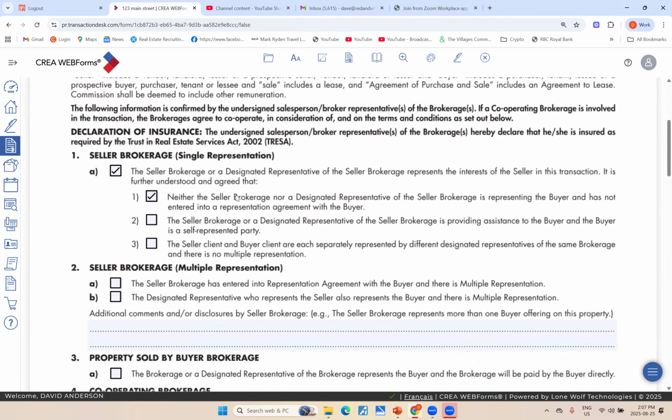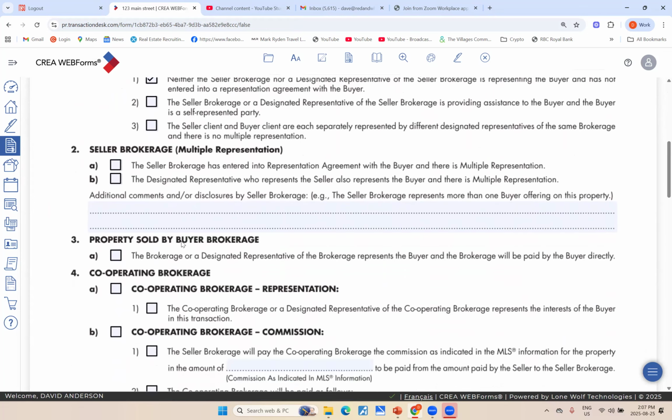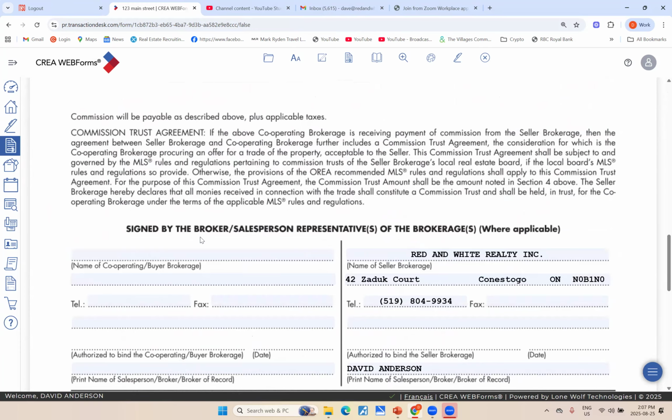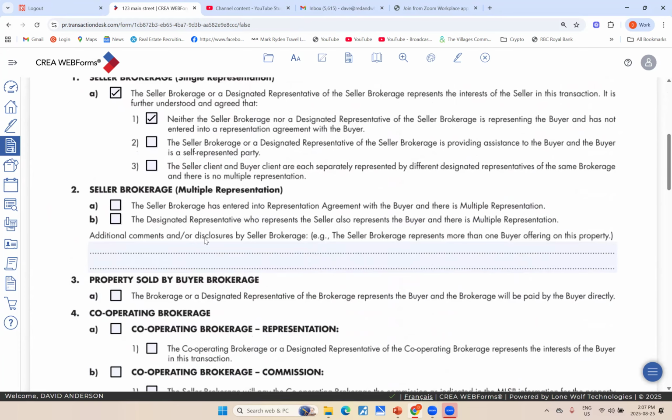And as you go through it, you'll see that there is different seller brokerages, multiple rep, property unit sold by a buyer brokerage, cooperating brokerage, that type of document. So let's have a look and see.